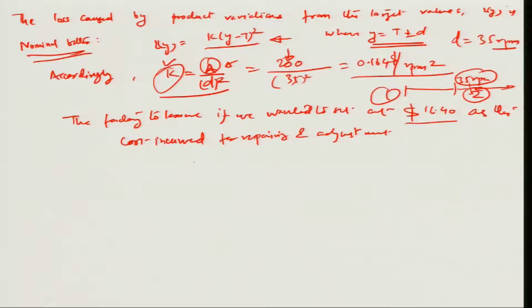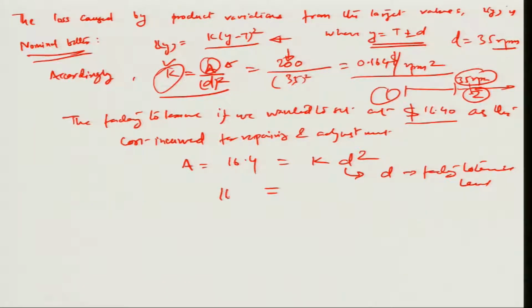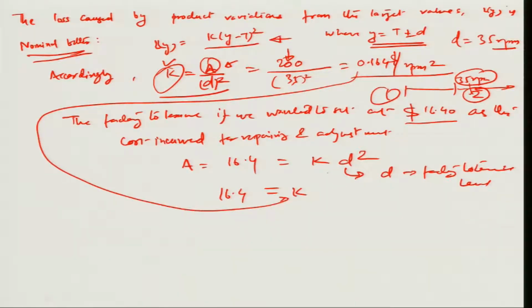So, obviously, in this particular case, following again the nominal-the-better type, the cost A, which is $16.4, is equal to K times D square, where this D would be the factory tolerance level. You can find this out very easily by borrowing the K, because the K, or the loss constant characteristic, does not change in this particular case. It is 0.164 times D square, and D becomes equal to plus or minus 10 RPM.